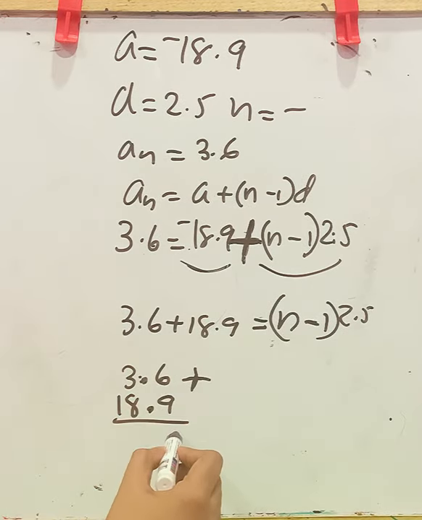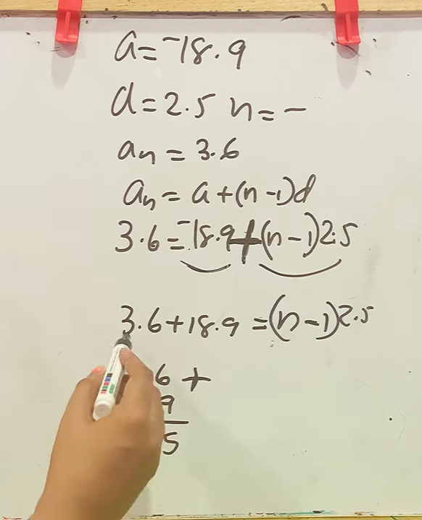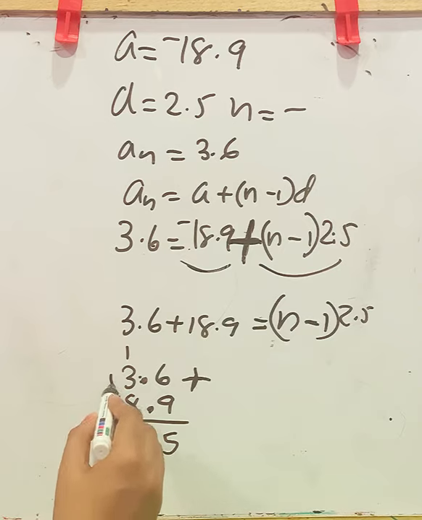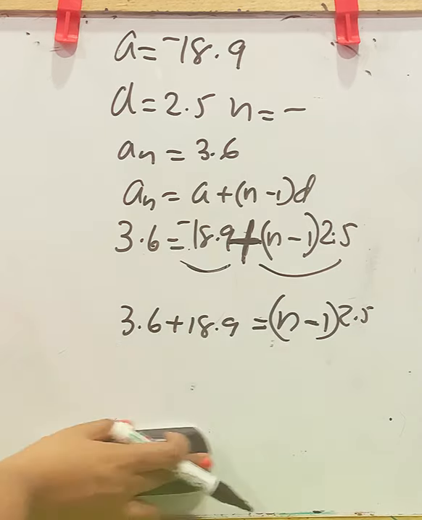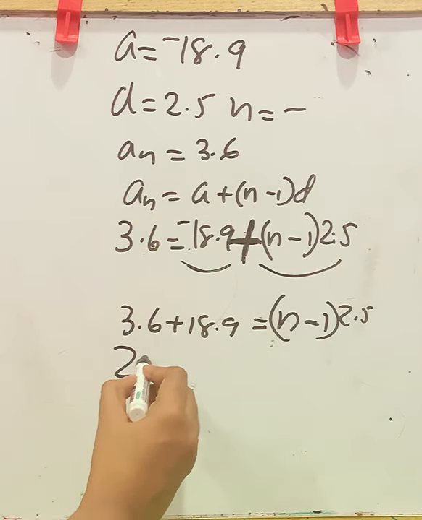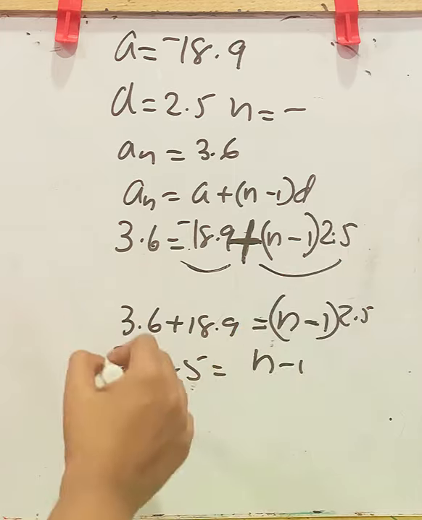Now 6 plus 9 is 15. Balance 1. Put the point here. 3 plus 1 is 4. 8 plus 4 is 12. Balance 1. 1 plus 1 is 2. 22.5. So this side we can write it as 22.5, equal to n minus 1 into 2.5.